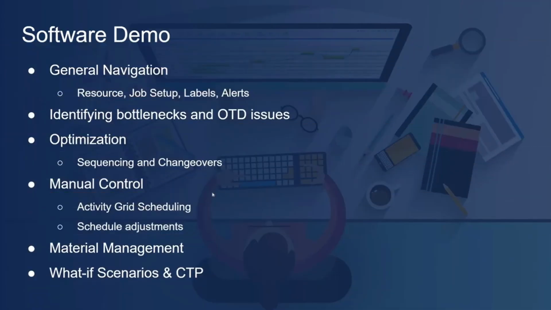Onto our agenda here. So we've covered our resources and our job setup and some of our labels. We'll get to alerts in a second. We looked at a little bit of bottlenecks and on-time delivery issues. What we're going to do now is load up the schedule with a lot of jobs. I think I'm going to bring in like 15 or 30 jobs into the schedule, and then we'll see how that works.